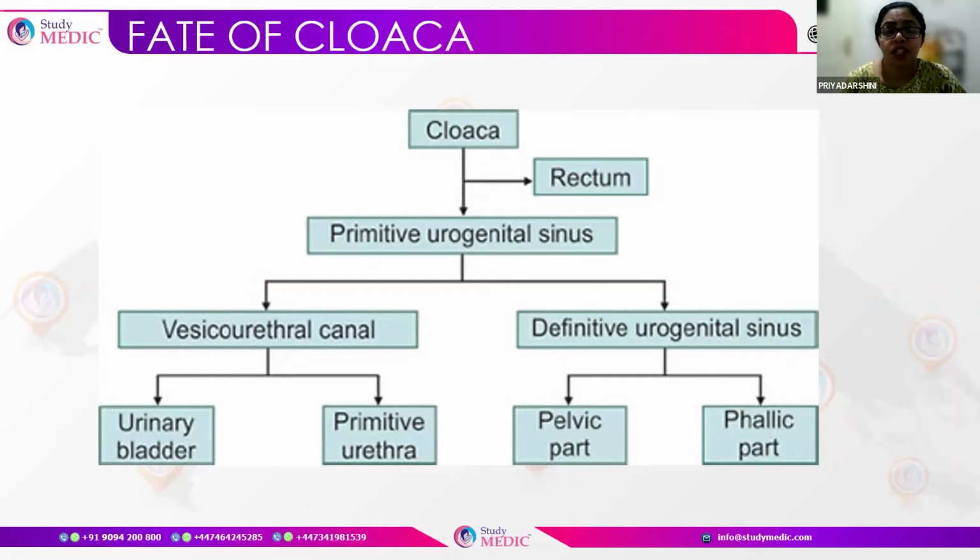Now, another structure that is of importance to be remembered is the cloaca. The cloaca is nothing but the membranous part that is present in the most caudal part of the embryo, and this cloaca is going to give rise to the primitive urogenital sinus. And this primitive urogenital sinus has a vital role because this is going to form your future urinary bladder, and also the pelvic part and the phallic part, which give rise to the urethra.